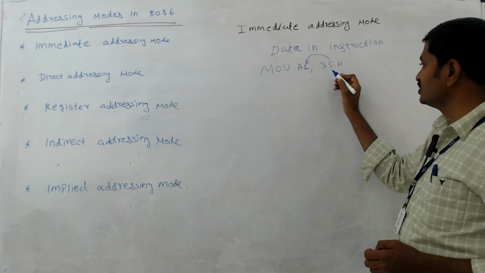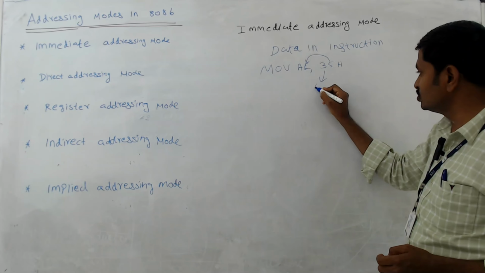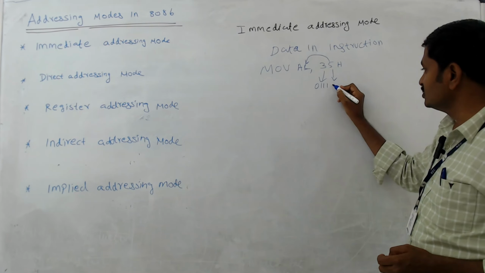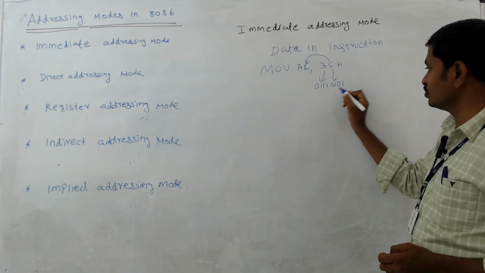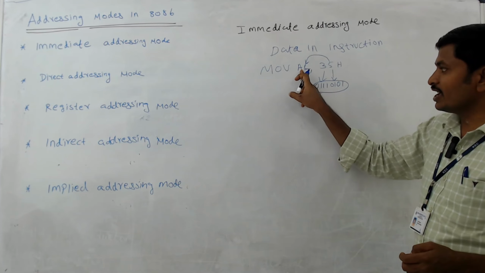AL is an 8-bit register. 35 is a hexadecimal value. We can represent it in binary as 0011 0101. So it's an 8-bit value. This 8-bit value is directly moved to the AL register.